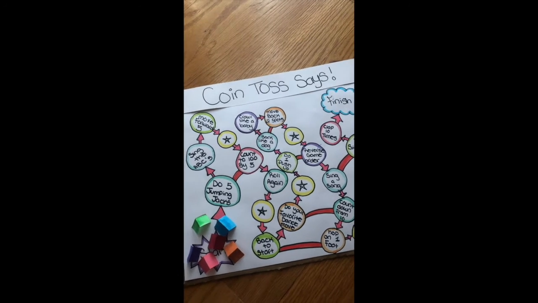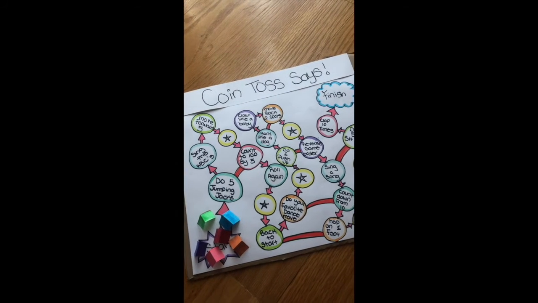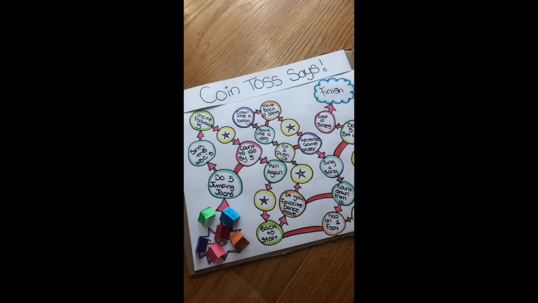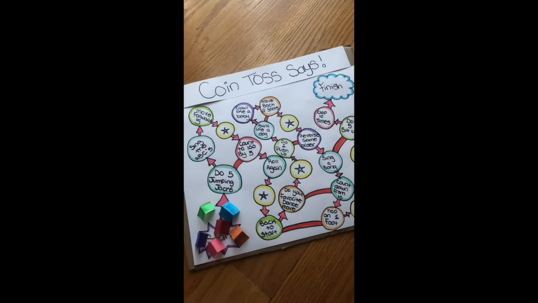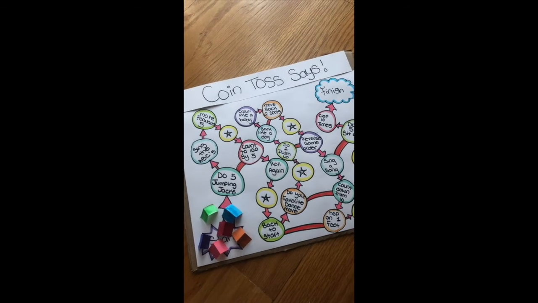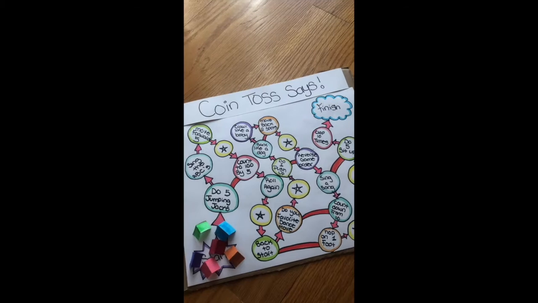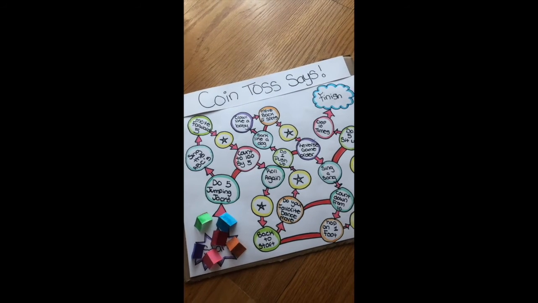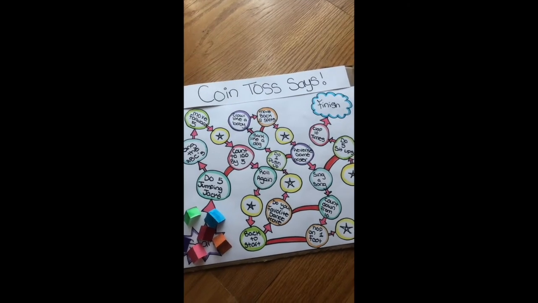And then here comes the really fun part. You guys get to name your do-it-yourself board game. So I decided to name mine Coin Toss Says, which is like a little bit of a copycat off of Simon Says, because we are going to be using a coin, and the coin is going to tell us how many spaces to move forward. So you guys can name yours whatever you would like. You can be as creative as you want. You can be silly, but this is what mine is.